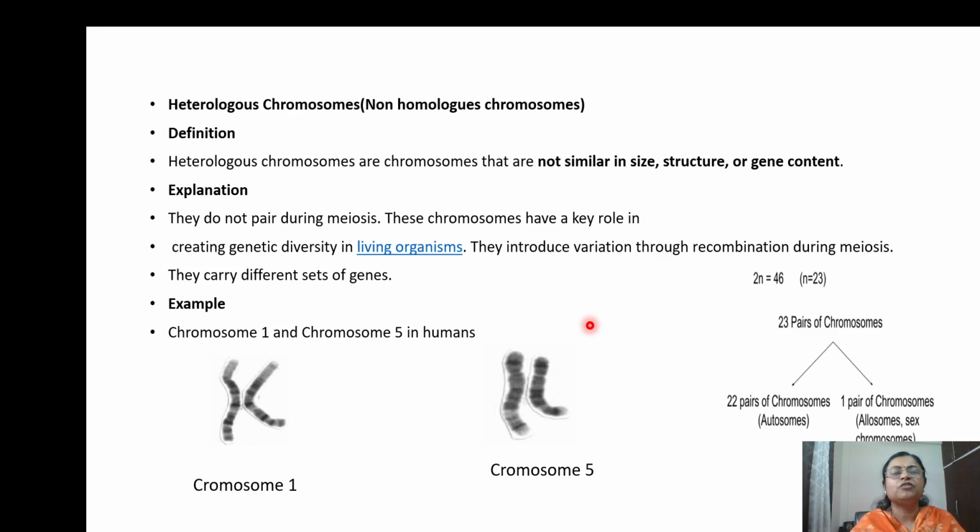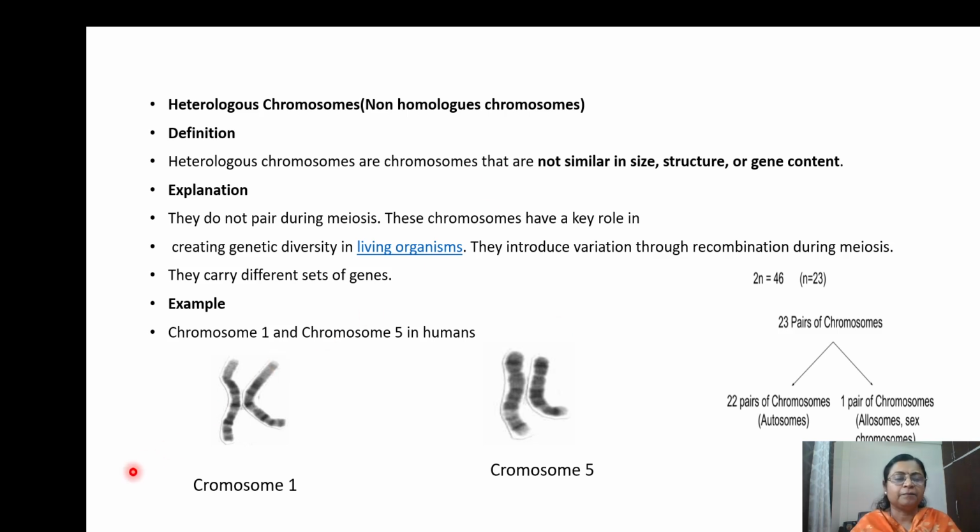Heterologous chromosomes, which we also call non-homologous chromosomes. The definition is that heterologous chromosomes are the chromosomes that are not similar in size, not similar in their structure or gene content. They do not pair during meiosis. These chromosomes have a key role in creating genetic diversity in living organisms. They introduce variations through recombination during meiosis, and they carry different sets of genes.